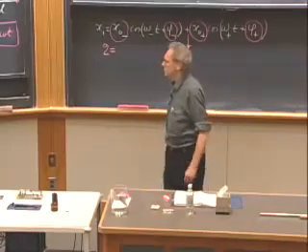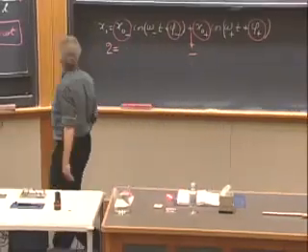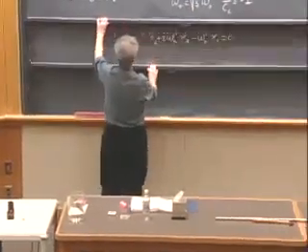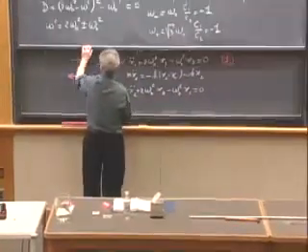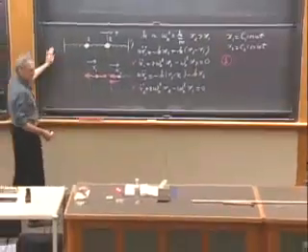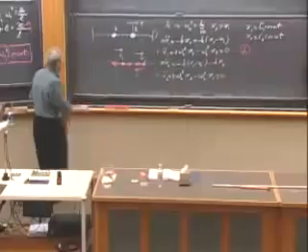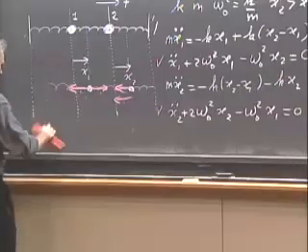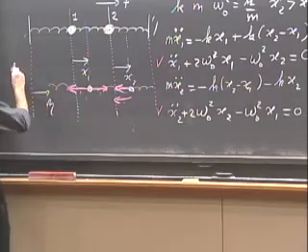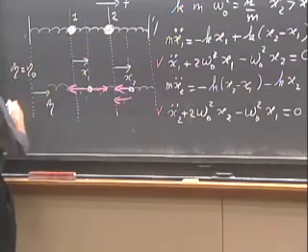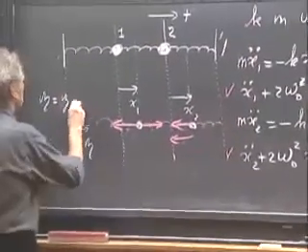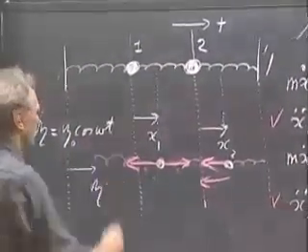So now we're going to drive the system. So now we go back to where we were, and I'm going to drive this end. And I'm going to drive this end with my hand. This is eta, and eta equals eta 0 times cosine omega t.